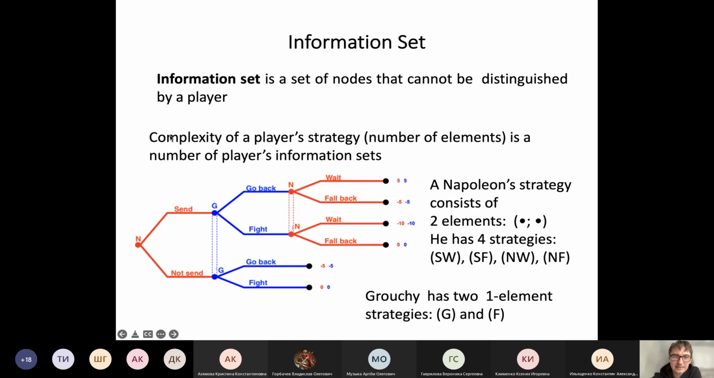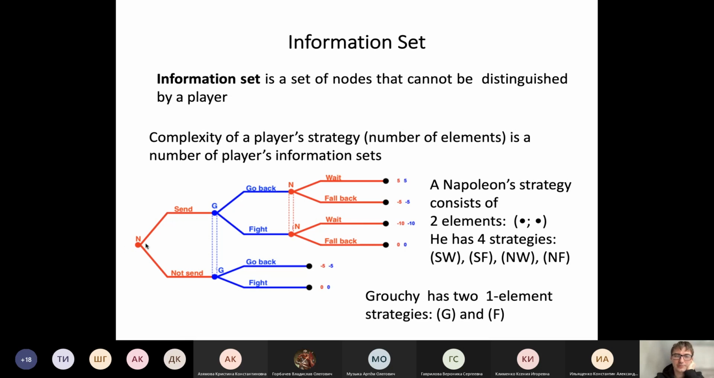So, information sets and complexity of the strategy. Complexity of player strategy can be described as the number of elements in the strategy. And the number of elements is basically the number of player's information sets. A week ago, when we were discussing perfect information dynamic games, we were just counting nodes. Do remember I've shown you that, for example, if player has one node, then there is just one element in his strategy.